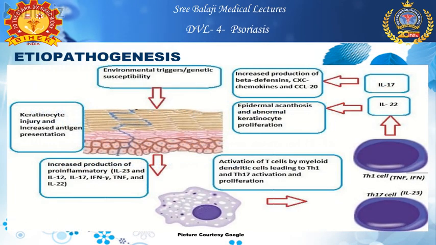While the exact etiopathogenesis is unknown, there are certain environmental triggers as well as genetic susceptibility which play a role. These triggers cause keratinocyte injury and increased antigen presentation, resulting in increased production of pro-inflammatory cytokines such as interleukin 17, interleukin 12, interleukin 23, interferon gamma, tumor necrosis factor, and interleukin 22. These cytokines cause epidermal acanthosis and abnormal keratinocyte proliferation. So psoriasis basically has increased proliferation and decreased differentiation of the keratinocytes.